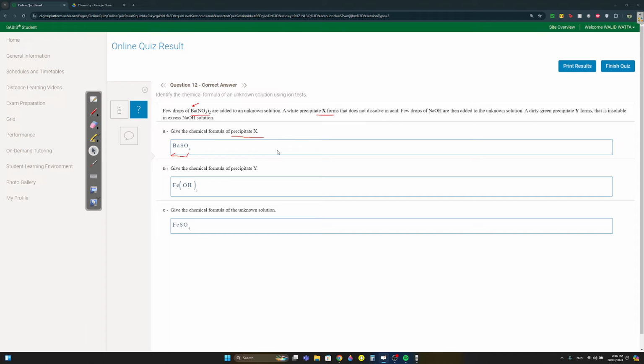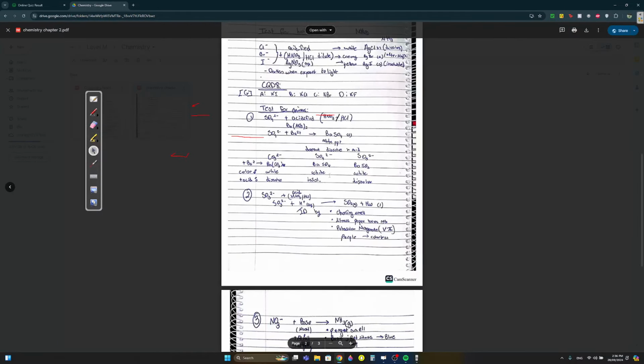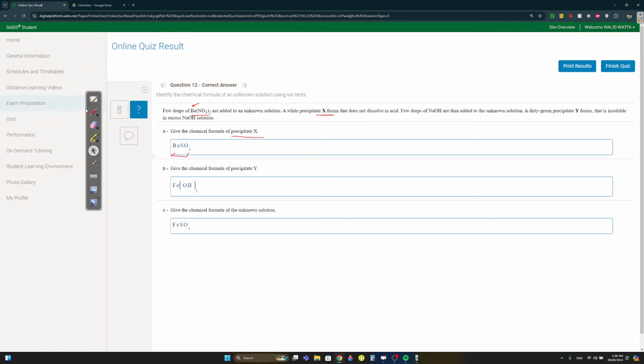When you add barium, specifically acidified barium nitrate, you should memorize it. When you're adding barium nitrate, you're usually testing for SO4 and you get a white precipitate. So BaSO4. Done. Now, continue. Few drops of sodium hydroxide NaOH are then added to the unknown solution. You get a dirty green or green precipitate that is insoluble in excess NaOH.